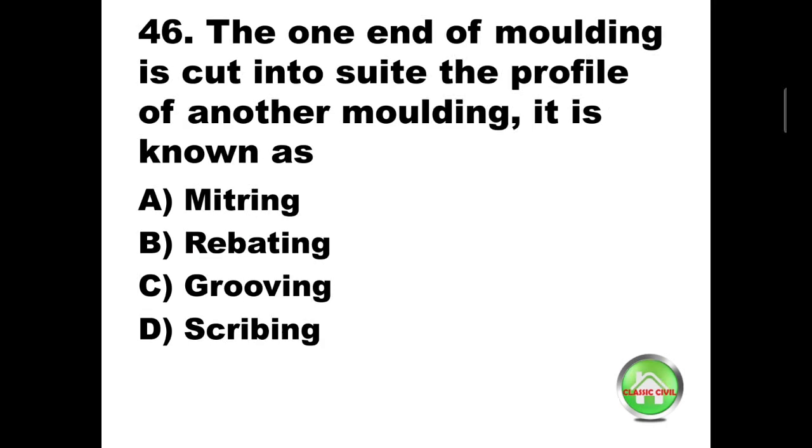Question number 46. The one end of molding is cut to suit the profile of another molding. It is known as option A mitring, option B rebating, option C grooving, option D scribing. The one end of molding is cut to suit the profile of another molding. It is known as, answer is option D scribing.